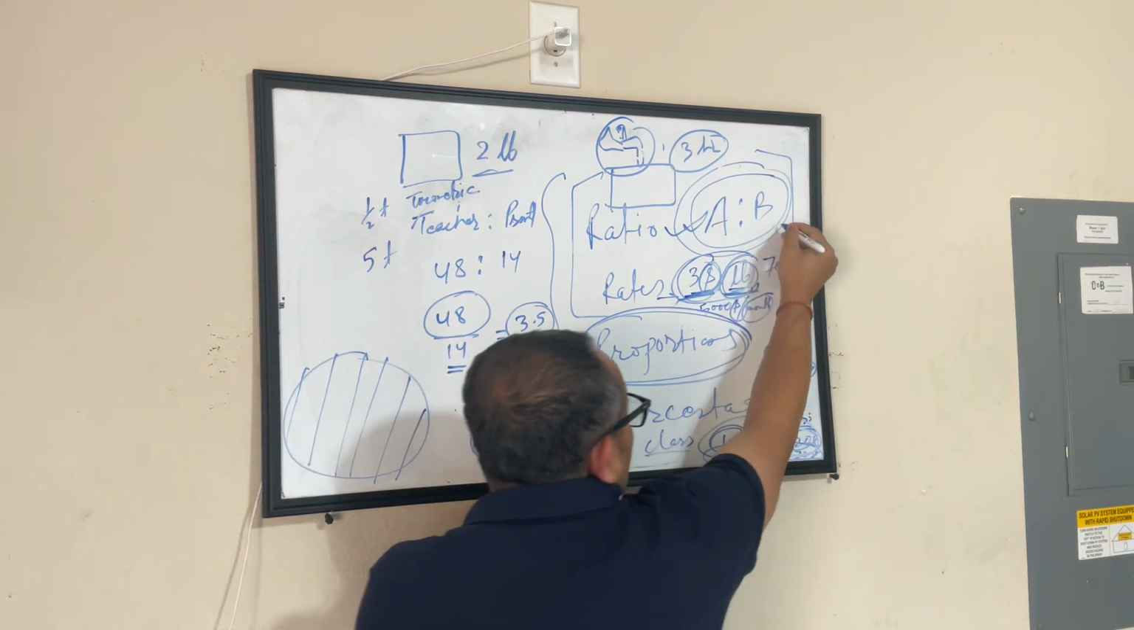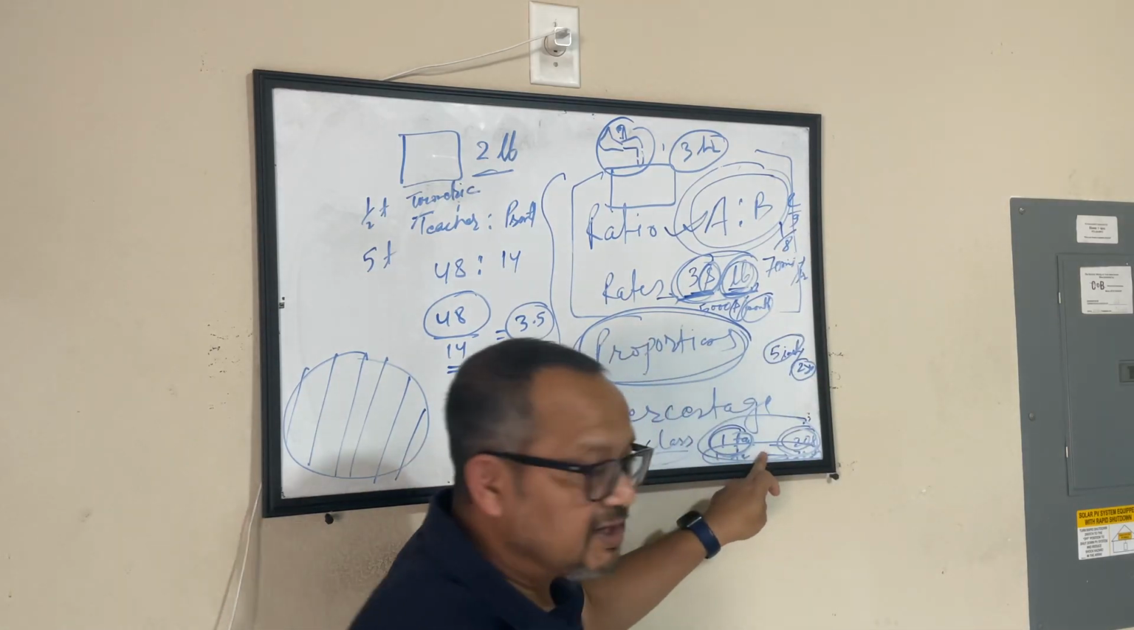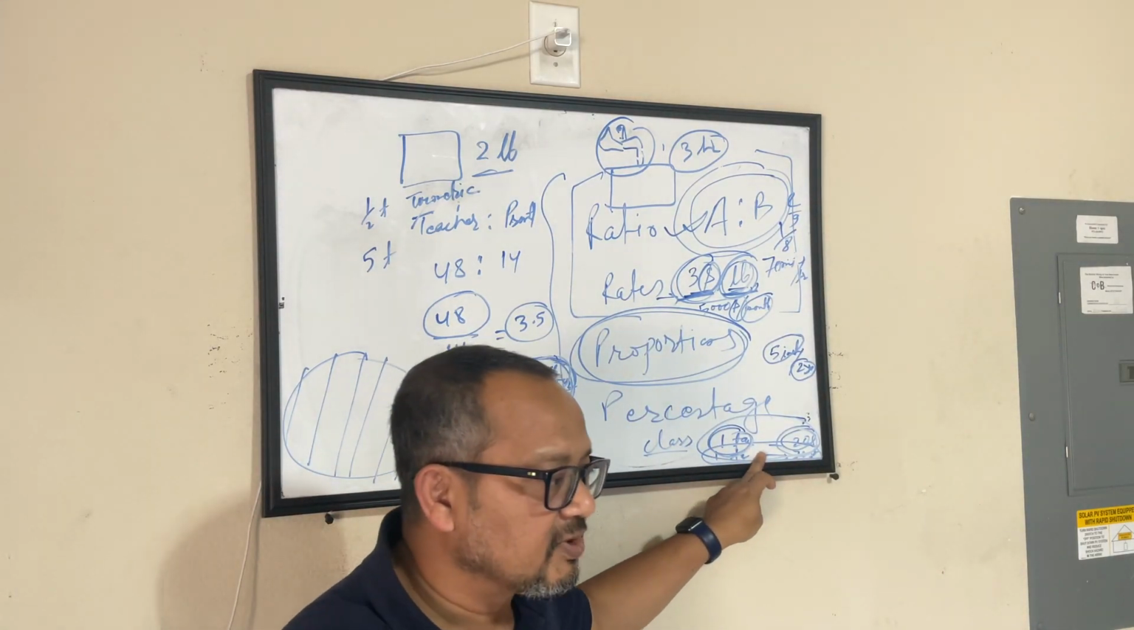Here A by B, if it is 1 by 8 or 2 by 9, doesn't matter. Here it matters. So that's one of the differences.